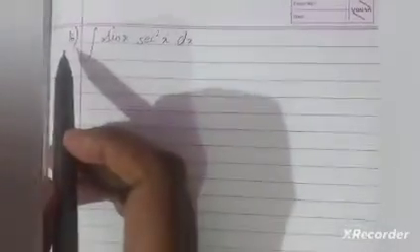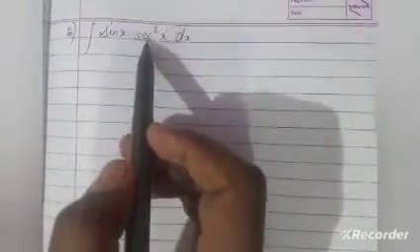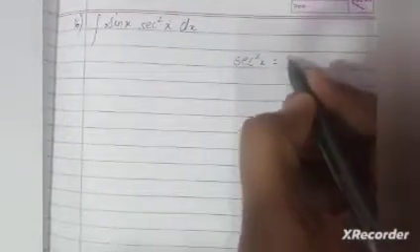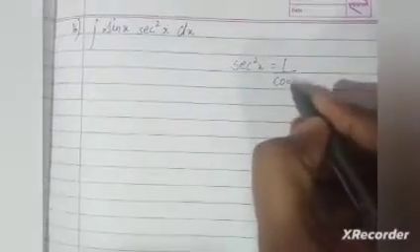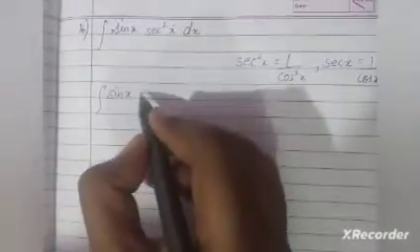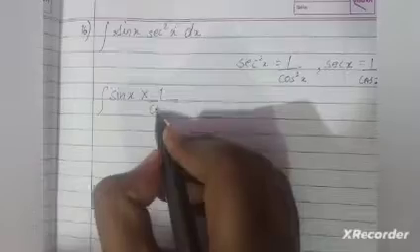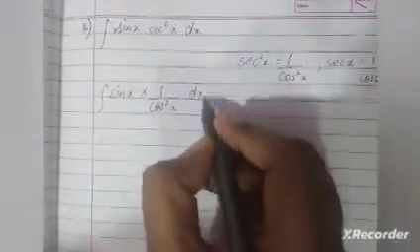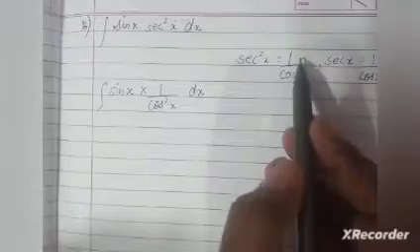Now question number 16, integration sine x sec square x dx. Now here we are going to substitute sec square x as 1 upon cos square x. Similarly, sec x is equal to 1 upon cos x. So we are going to use this. So it becomes integration sine x into 1 upon cos square x dx. In place of this we have substituted this.